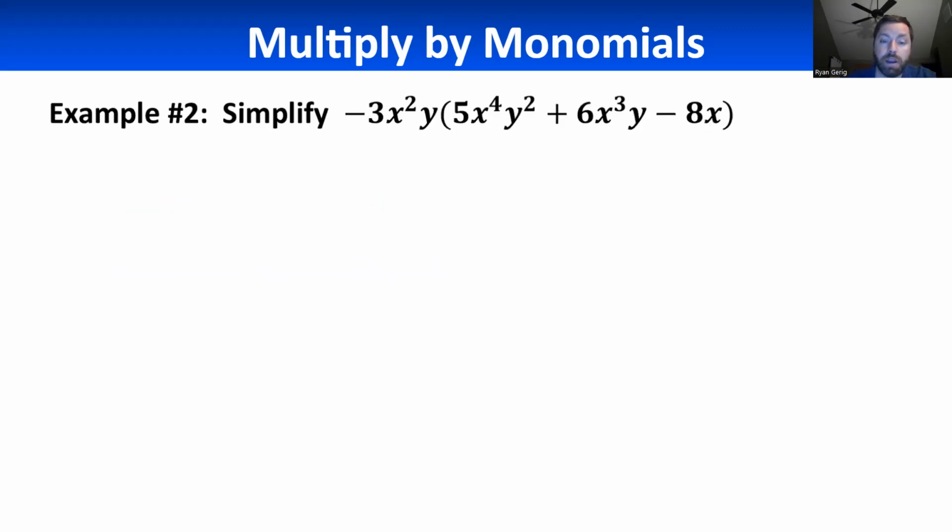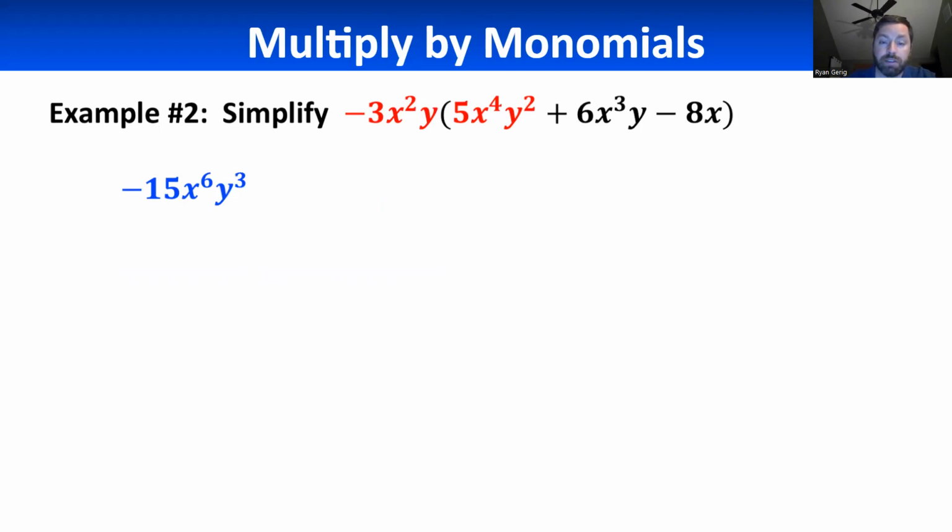Okay. This one's even more complicated. We've got 2 variables we're multiplying in to a bunch of terms with multiple variables. -3 times 5 is -15. x squared times x to the fourth is x to the sixth. y to the first times y squared is y to the third. That's the first set of terms.